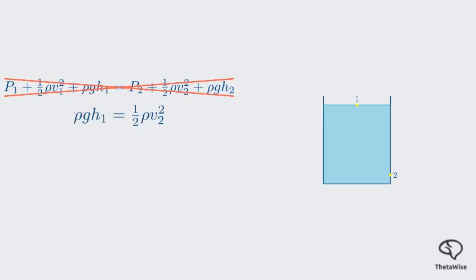What we're left with is rho g h equals 1/2 rho v squared. The fluid density rho cancels out. Solving for v2, we find the exit velocity is the square root of 2gh, which is Torricelli's law. It's the same speed an object would have if it fell from rest from that same height. All just by applying the principle of energy conservation.